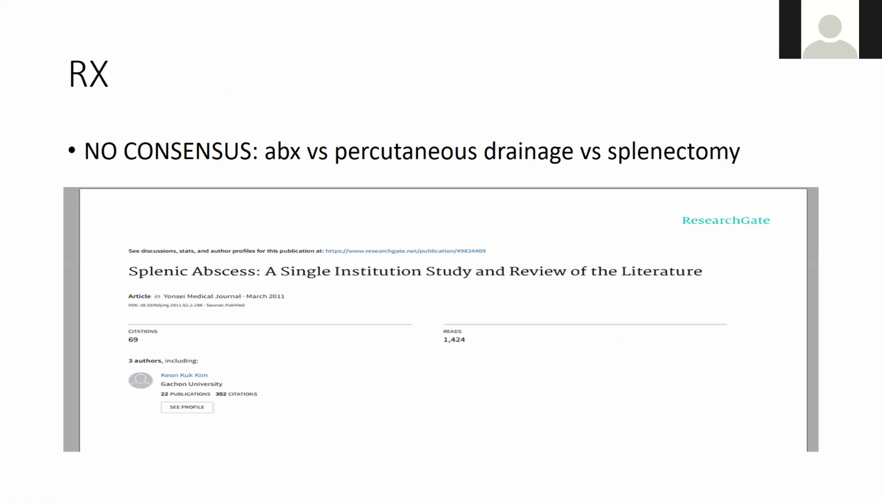So as I said, the data that recommends treatment is mostly from institutional studies, and in most of the literature that I read, there's no consensus on what to do. It's usually patient dependent, institution dependent, and depends on other patient factors. But usually the first line of treatment is antibiotics. In this study from Yonsei University in South Korea, the most common empirical treatment was ceftriaxone and IV Flagyl. And then they go down the pathway of percutaneous drainage or splenectomy, depending on the patient status.